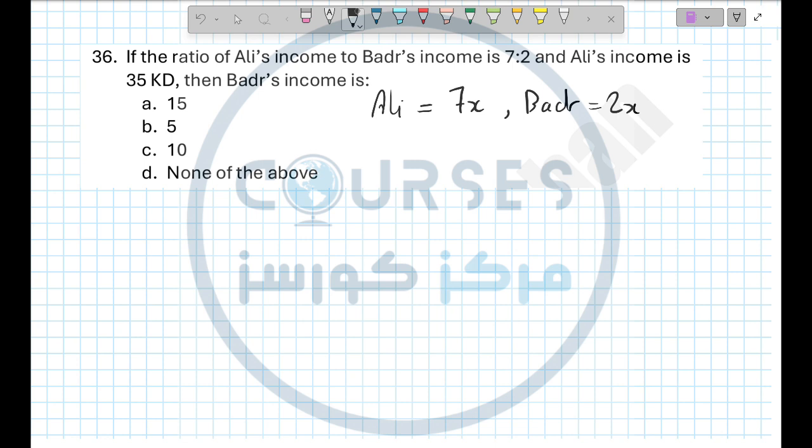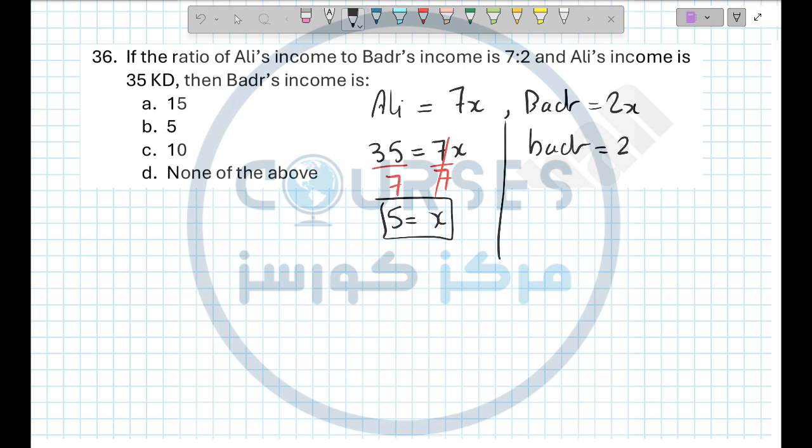Ali's income is 35, so the amount that Ali owns is equal to 7X. Divide by 7, divide by 7. So now we have X is equal to 5. So Badr's income is 2 times X. We found X to be 5, so 2 times 5, which is equal to 10 KD.